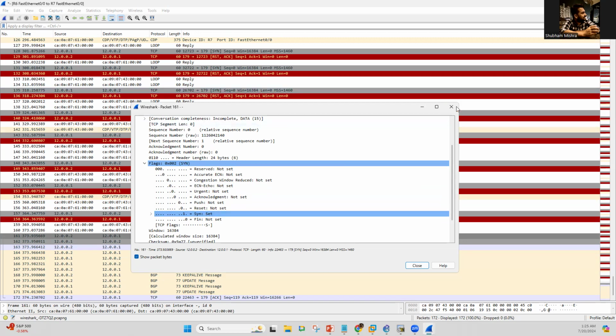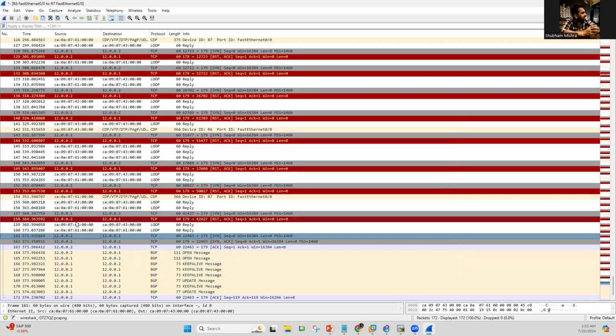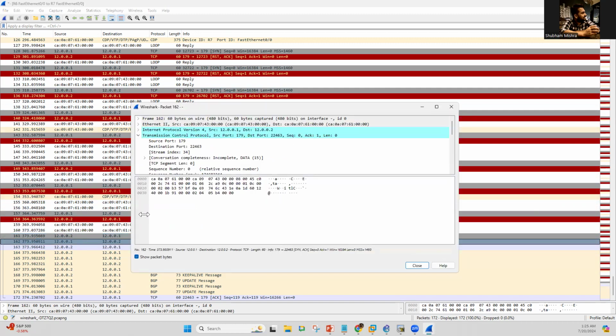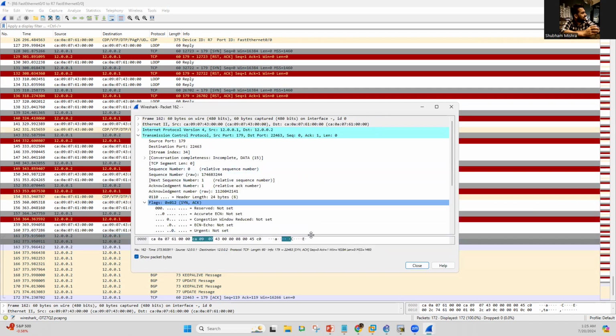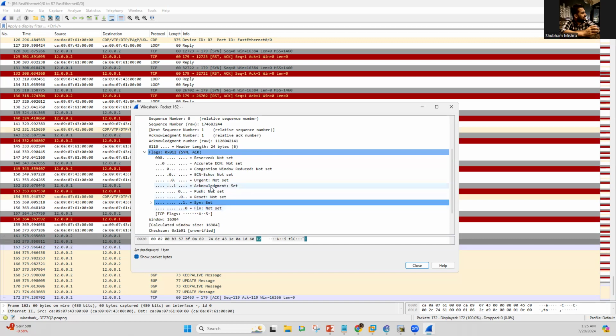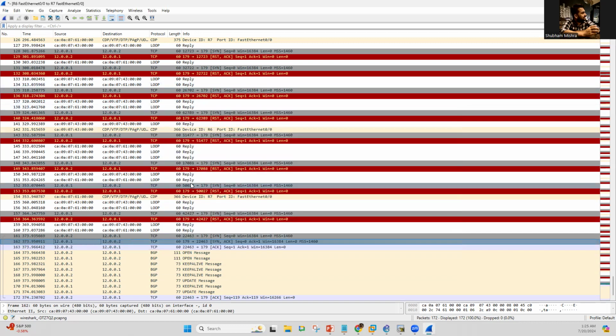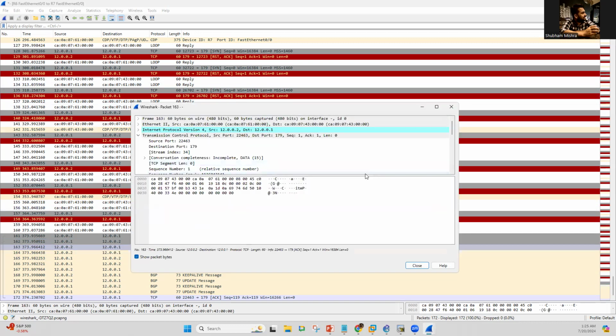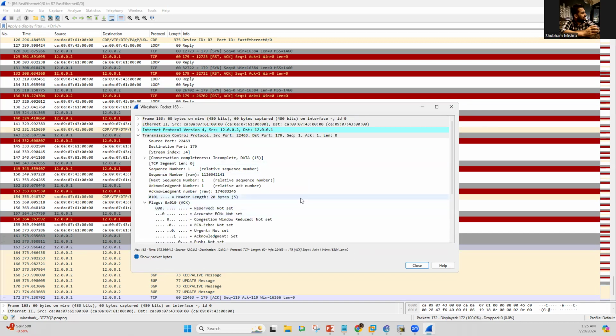Now, who is sending? Yes, this one. And here, what flag bit is on? SYN as well as acknowledgement. Both flag bits are on, and the third one is only acknowledgement. I told you, everyone. Yes or no?